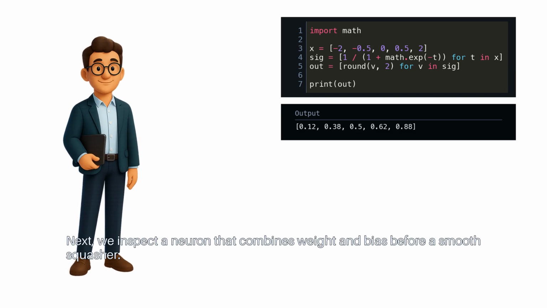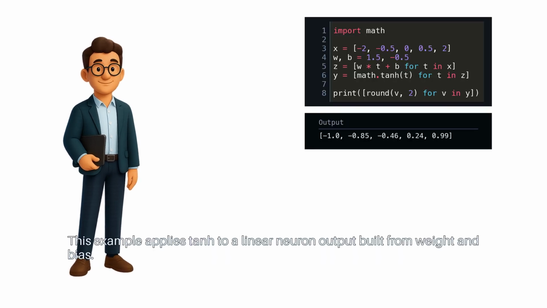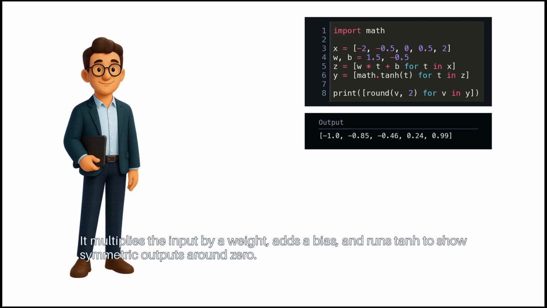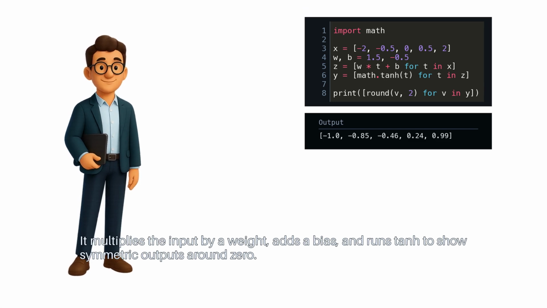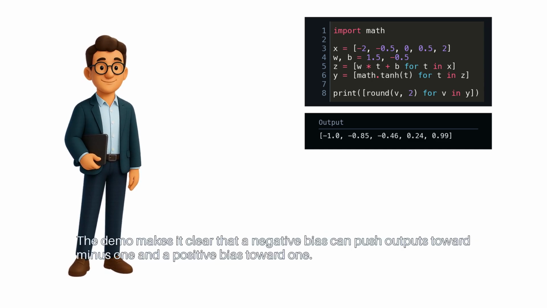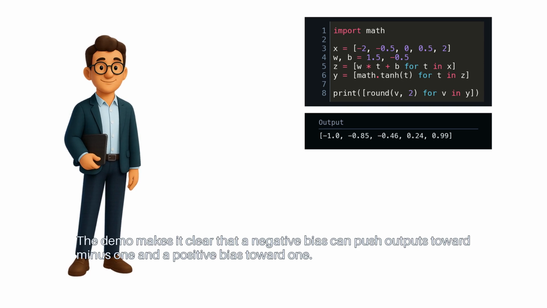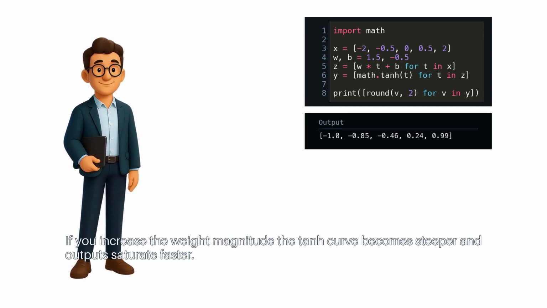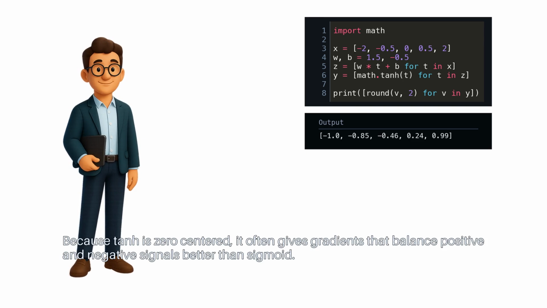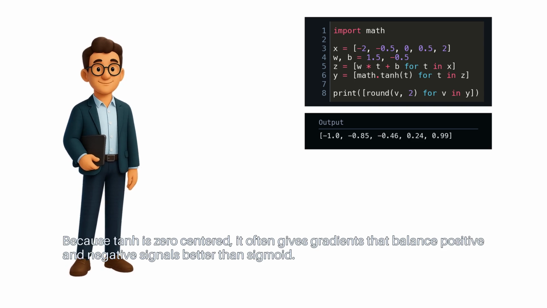Next, we inspect a neuron that combines weight and bias before a smooth squasher. This example applies Tanh to a linear neuron output built from weight and bias. It multiplies the input by a weight, adds a bias, and runs Tanh to show symmetric outputs around 0. The demo makes it clear that a negative bias can push outputs toward -1 and a positive bias toward 1. If you increase the weight magnitude, the Tanh curve becomes steeper and outputs saturate faster. Because Tanh is 0-centered, it often gives gradients that balance positive and negative signals better than Sigmoid.